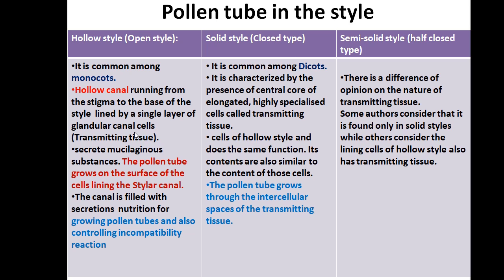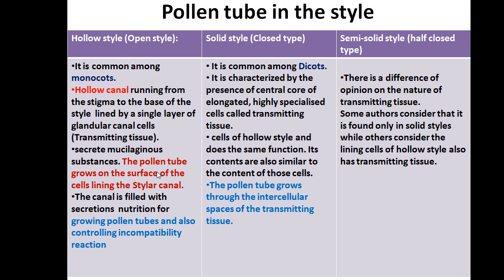Why is it called transmitting tissue? It is going to transmit something. What does it transmit? It transmits the pollen from the stigma to the ovary. So it acts as the transmitting tissue. That is a very important word. Next, secreting mucilaginous substances. I already told you there are glandular cells lining the hollow canal of the style.